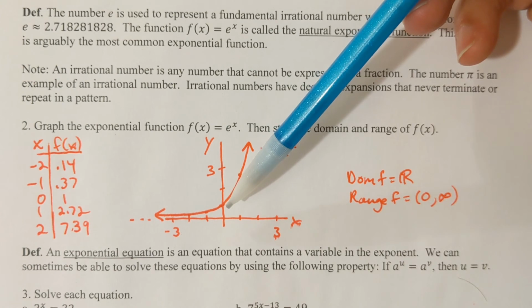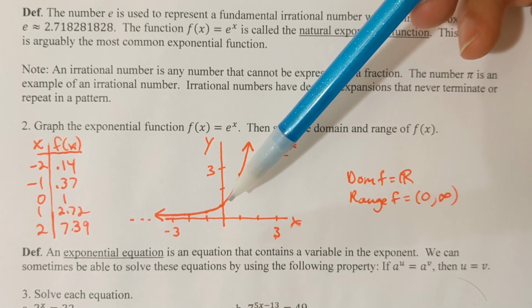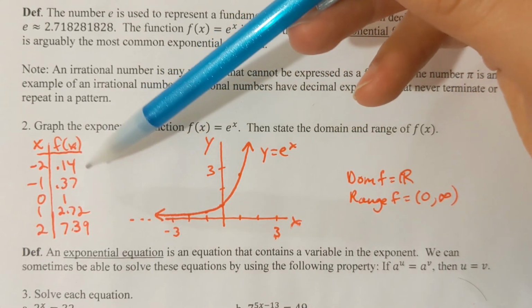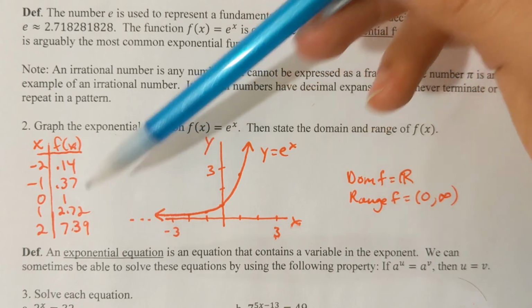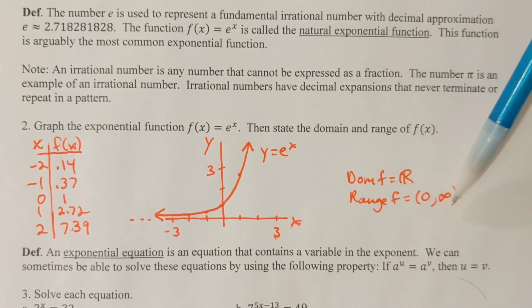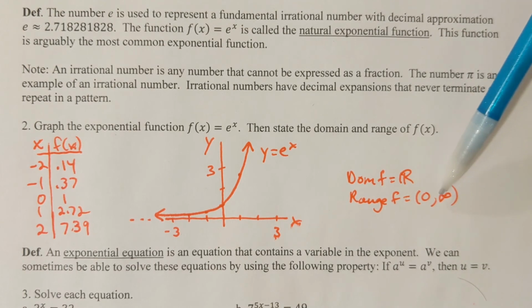It's going to cross the y-axis at 0, 1, and then it's going to shoot upward and outward into quadrant 1. Okay. Again, you will never have 0 coming out of the calculation. You'll also never have a negative, okay, with x being in the power. So the range is going to be all positive numbers.